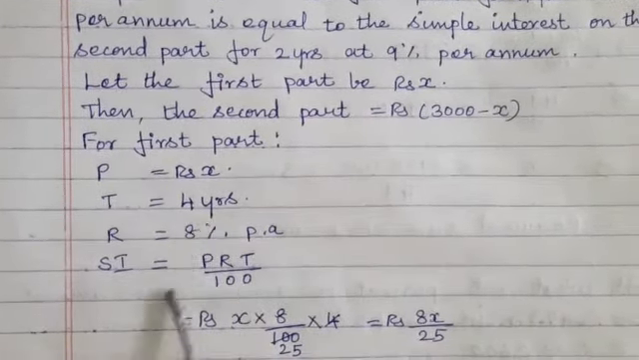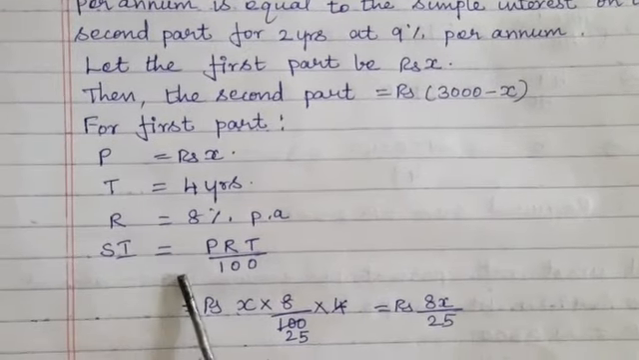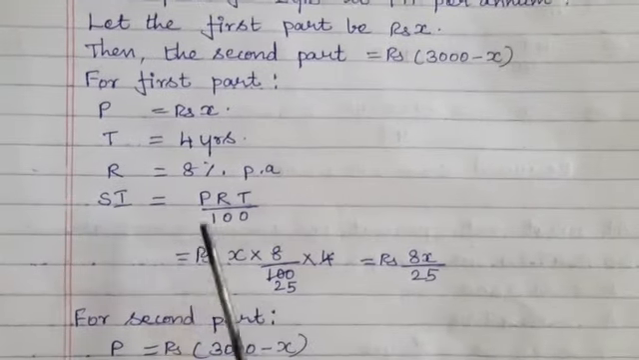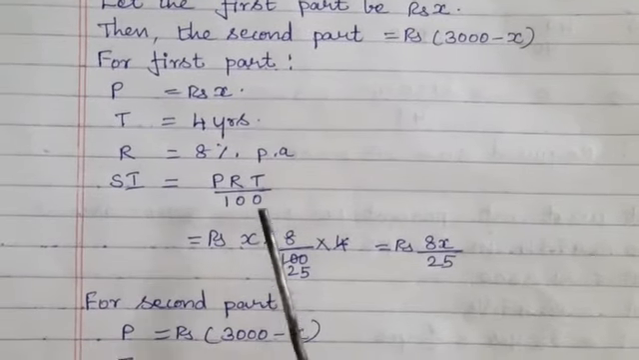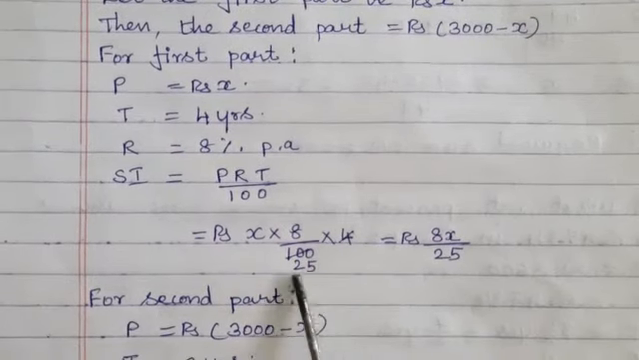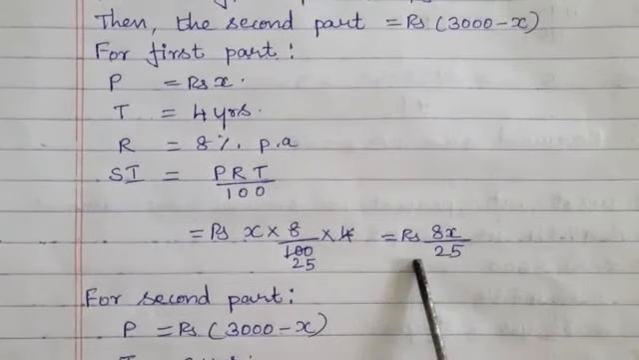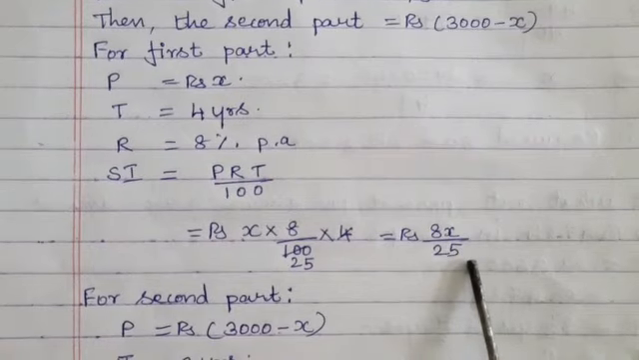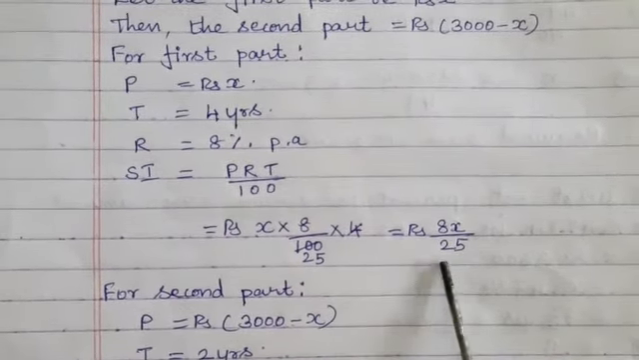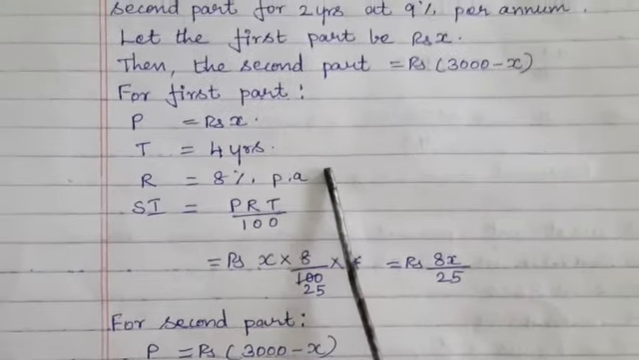Then the time is given 4 years and rate of interest is given 8% per annum. So first we have to calculate SI. SI equal to PRT by 100, which is equal to rupees, principal is x, into R 8 by 100 into time is 4 years. After simplification you will get the answer SI in terms of x, that is 8x by 25. This simple interest is for the first part.